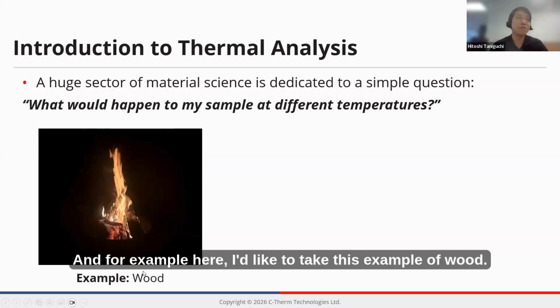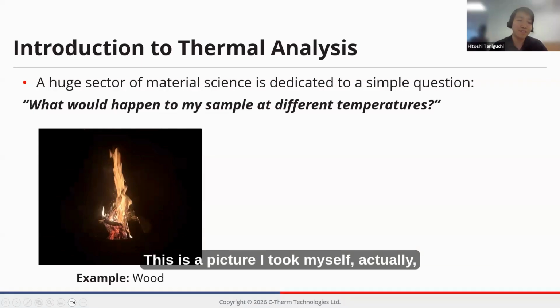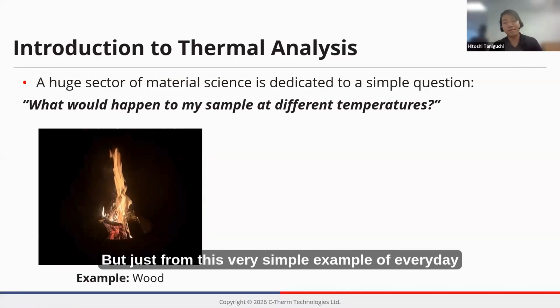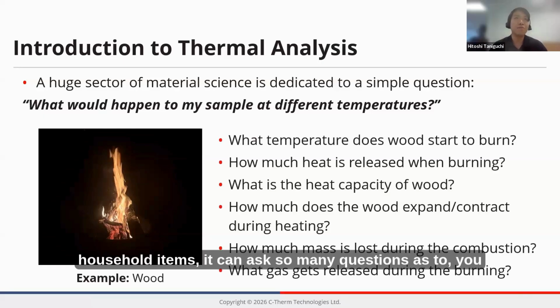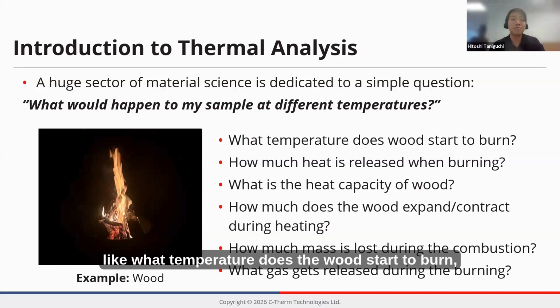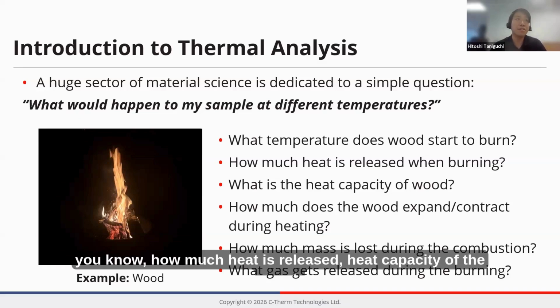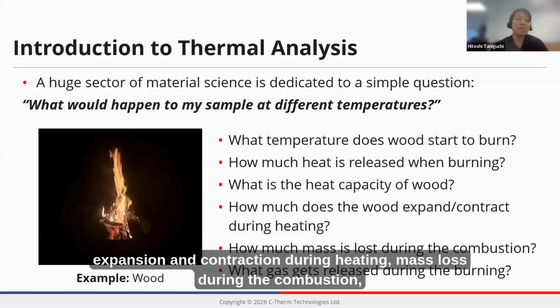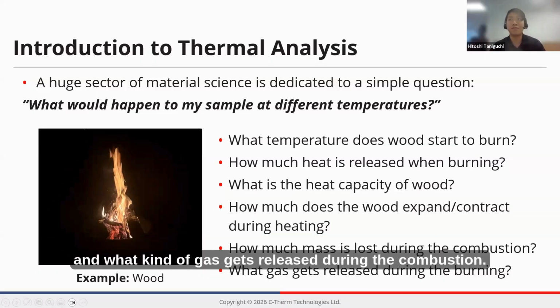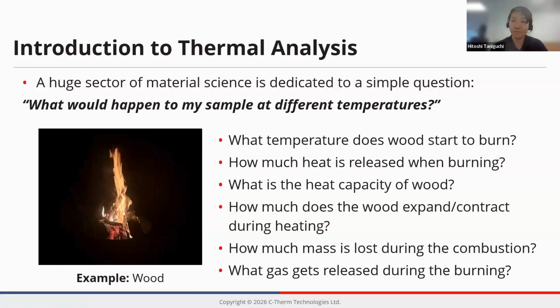For example, here, I'd like to take this example of wood. This is a picture I took myself, actually, at one of my outings with my friends. But just from this very simple example of an everyday household item, we can ask so many questions related to thermal analysis, like: at what temperature does the wood start to burn? How much heat is released? What is the heat capacity of the wood? What is the expansion and contraction during heating? What is the mass loss during the combustion, and what kind of gas gets released during the combustion?